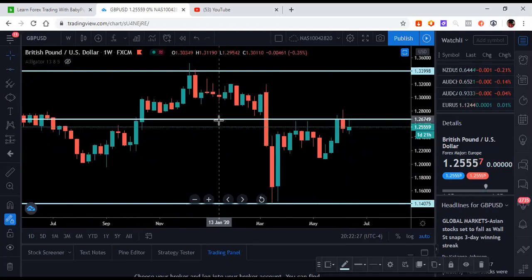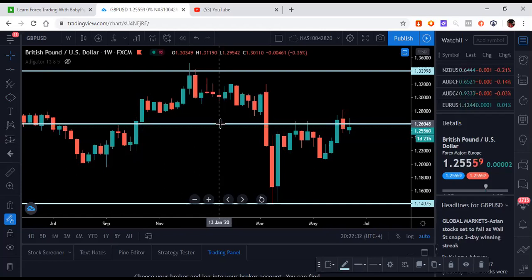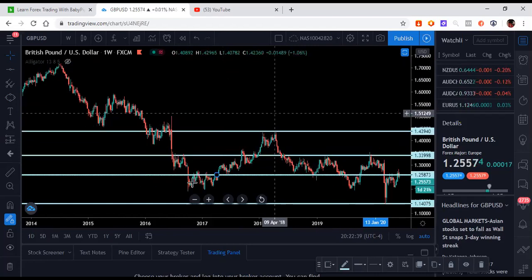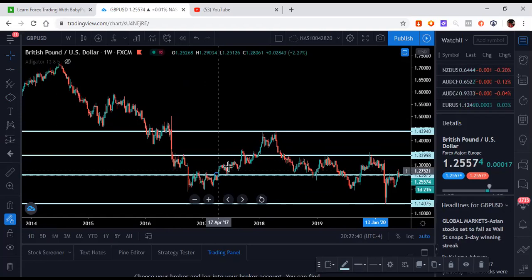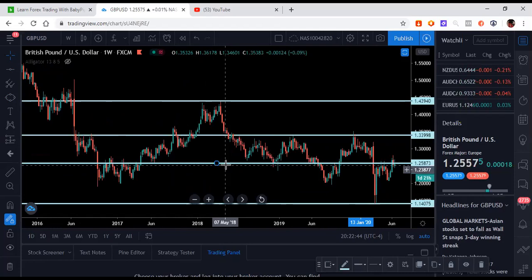Let's move it up a little bit. Okay, so that's my middle zone. You see that? Knowing where we are in the market, and I'm going to show you exactly what that means.